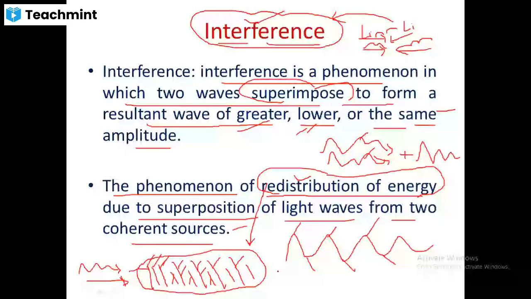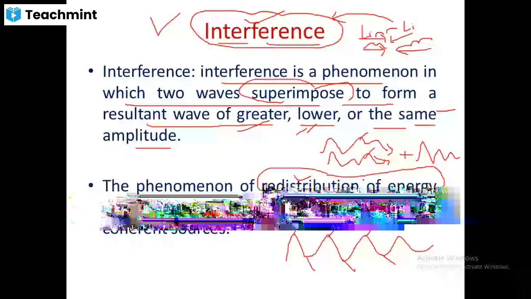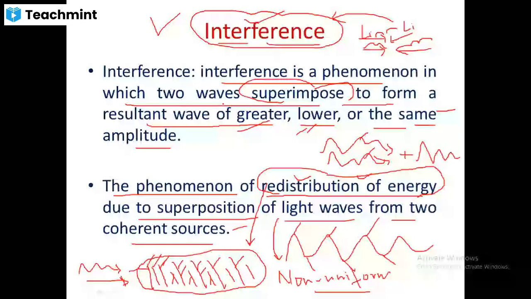Or in other words, we can also call this non-uniform distribution of energy. So this non-uniform distribution of energy, whenever two light waves combine together, is what is called interference. We may say it is a non-uniform distribution, or a redistribution of energy, or a superposition of two or more waves of equal, greater or lower amplitude. These are some of the simple definitions of interference we can come across in any book.